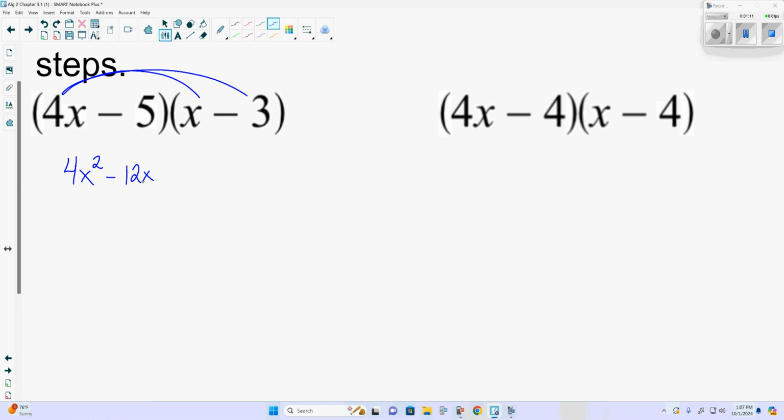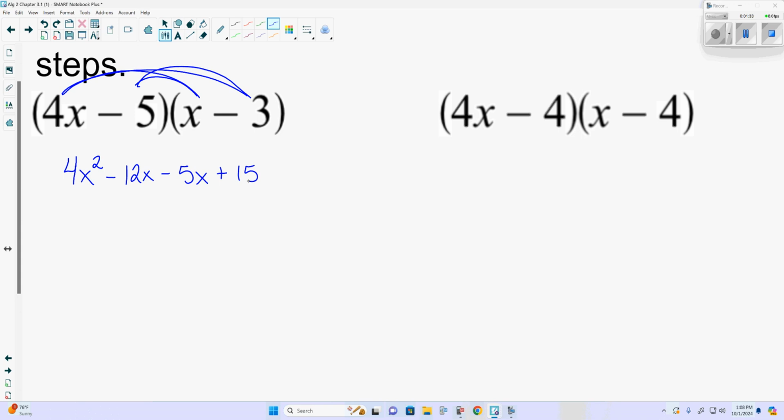Then we're going to do the same thing with negative 5. We're going to do negative 5 times x is negative 5x. And lastly, negative 5 times negative 3. Our negative times a negative would be a positive. And 5 times 3 is 15.